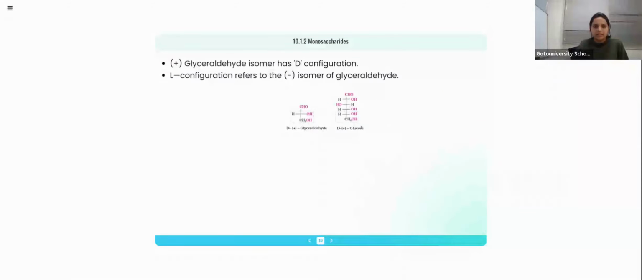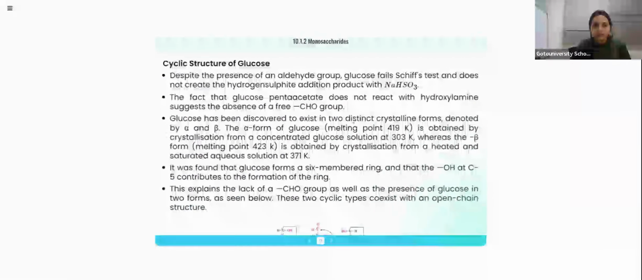Got it? Then plus glyceraldehyde isomers have a D configuration and the L configuration is for the negative isomer, as I told you, due to the optical activity. Okay? That's all. Any doubt in this one? Okay. Then we are moving to the cyclic structure of glucose. What is the cyclic structure?